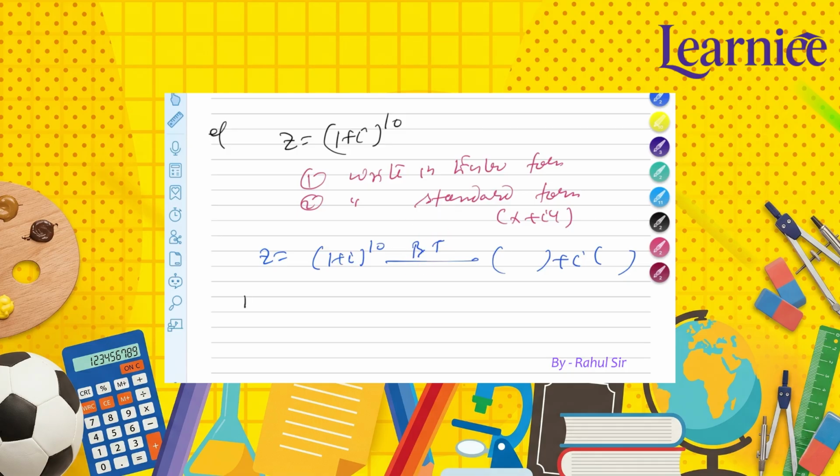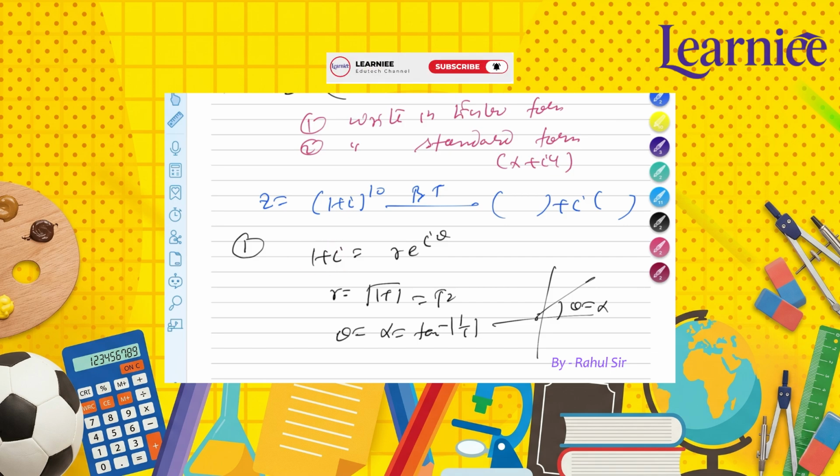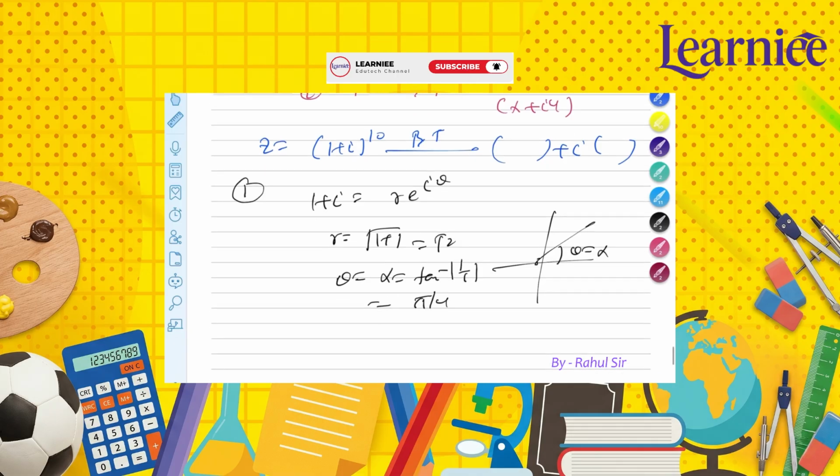So rather than the binomial theorem, we use the Euler form. Euler form means 1 plus i is written as r e to the power i theta. What is r here? Square root of 1 plus 1, so r is root 2. And what is theta here? 1 plus i lies in the first quadrant, so theta is alpha, and alpha is tan inverse of the coefficient of i upon the real part, that is 1 upon 1, that is pi by 4. Okay, so 1 plus i is root 2 e to the power i pi by 4.